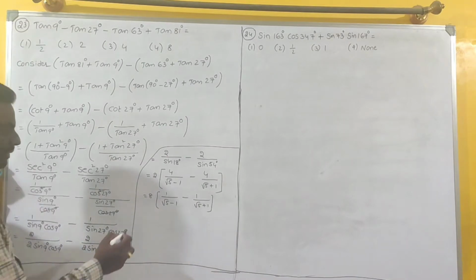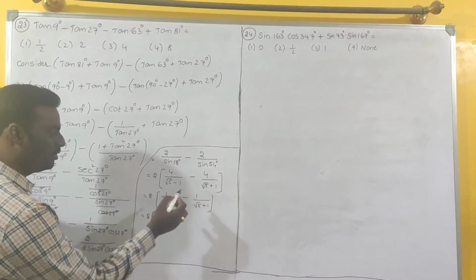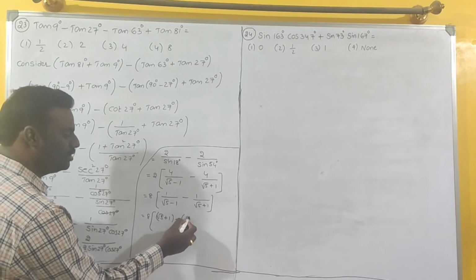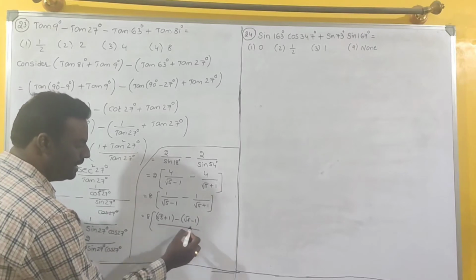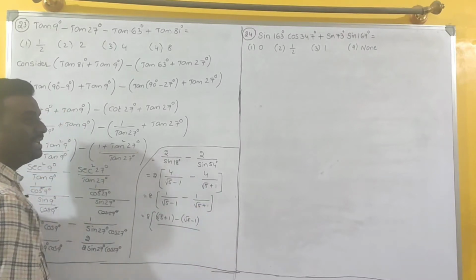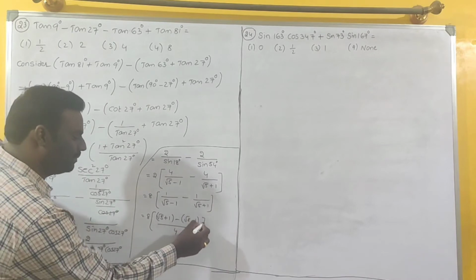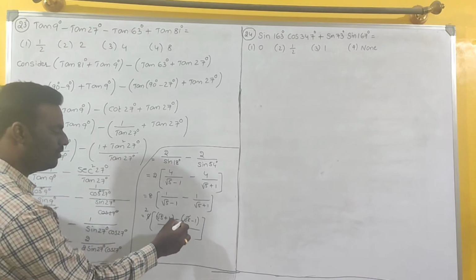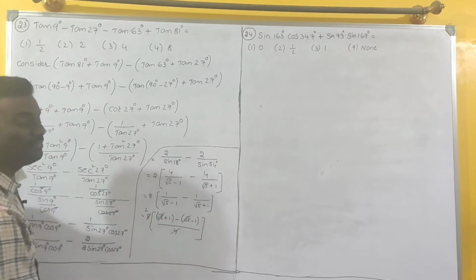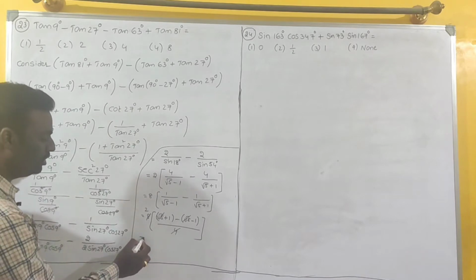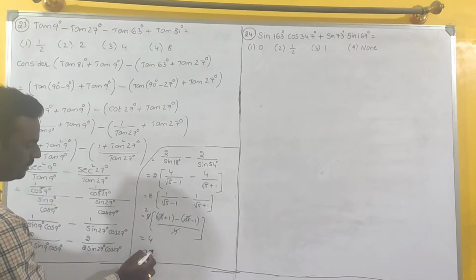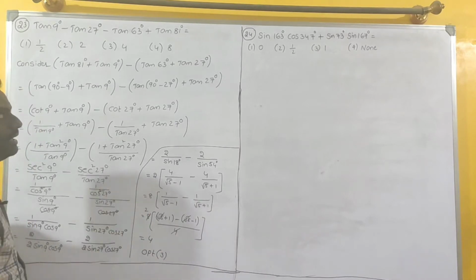Now take the LCM: 8 into (root 5 plus 1) minus (root 5 minus 1). In the denominator, (a minus b) into (a plus b) is a square minus b square, that is nothing but 4. Now 4 ones are 4, 4 twos cancel. Here root 5 gets cancelled. 1 plus 1 is 2, 2 into 2 is 4. So 4 is the answer for question number 23, that is option 3.